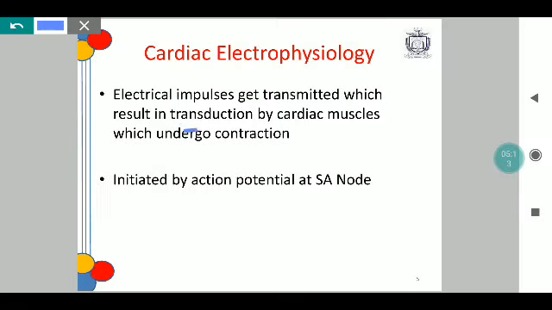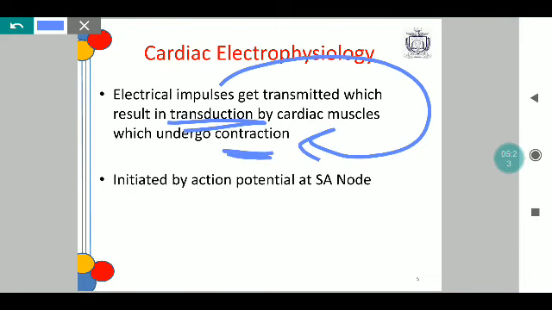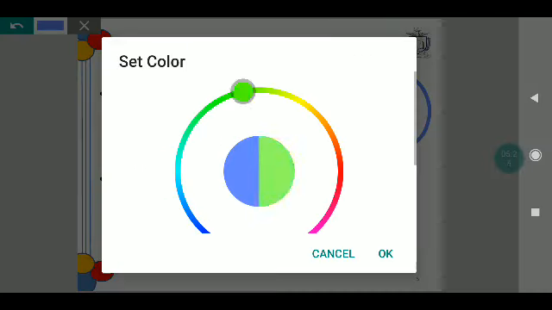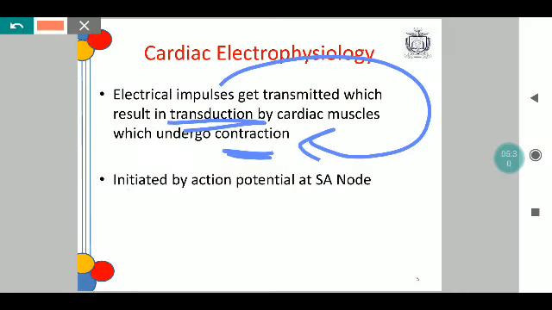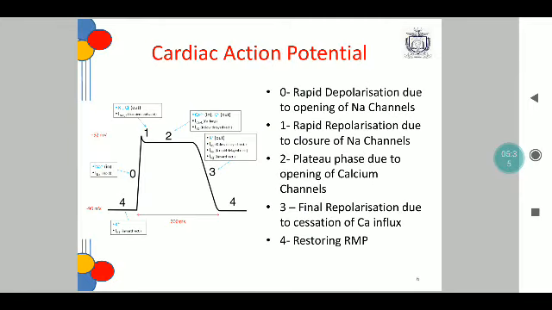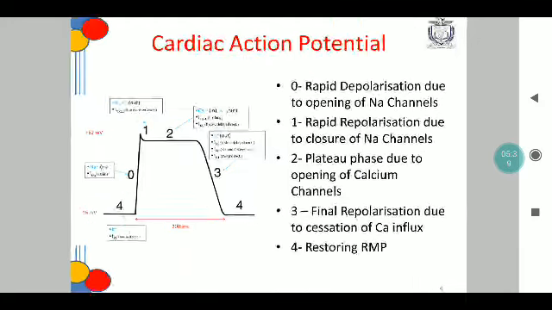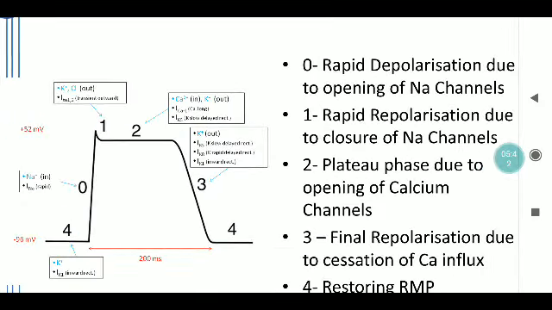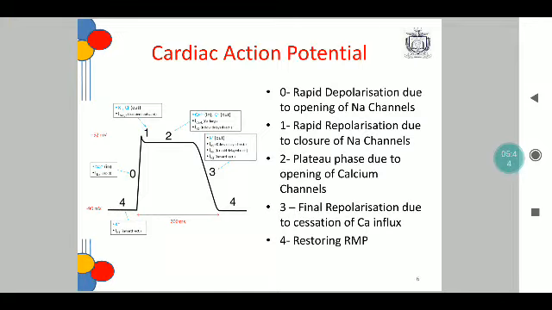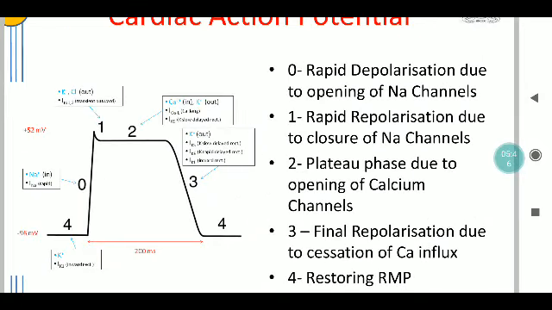Now, transduction is nothing but conversion of one form of energy into another form. So what is happening is these electrical impulses are getting converted into mechanical impulses, which result in this contraction. And any electrical impulse requires a source and a basis for this to occur, and this basis occurs at the SA node. Now, I'll come to the SA node in a little bit of detail, but before that we'll understand the cardiac action potential. Diagrammatically, what you see is a contraction chart and the electrophysiology chart of the cardiac muscle.